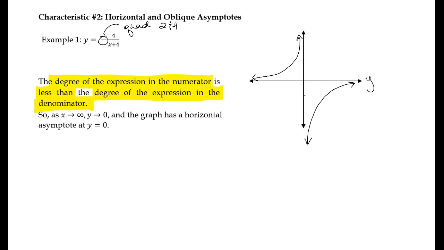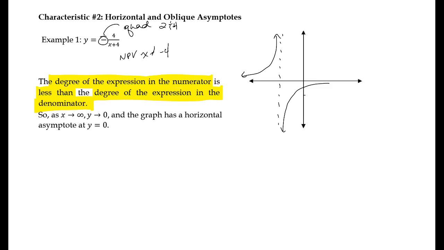So horizontal asymptote at y equals 0, vertical asymptote at y, or sorry, that is not right. I should find my non-permissible values. It should be -4, so it should be shifted over here. Again, I'm just sketching, so this is a rough outline.